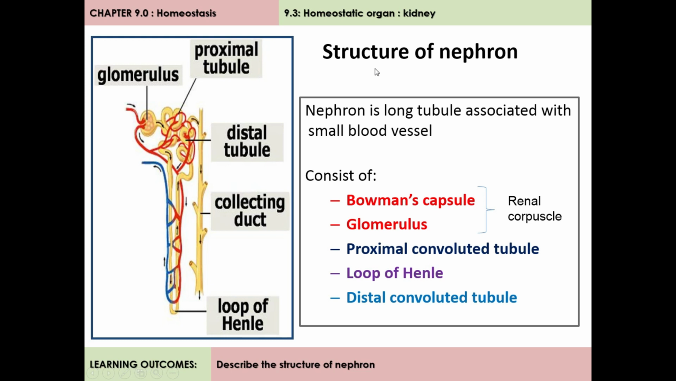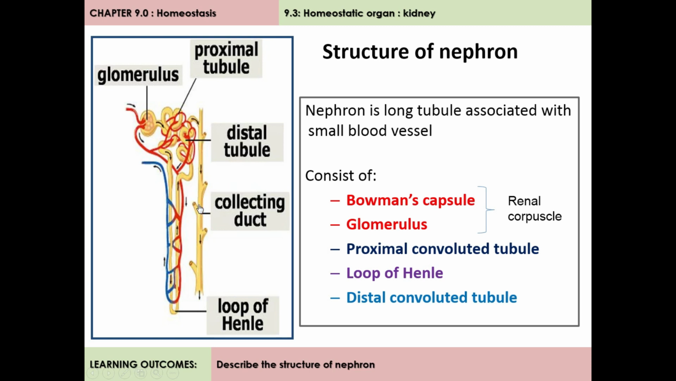Structure of the nephron. The nephron consists of the glomerulus, which is within the Bowman capsule. Inside the Bowman capsule, we have a highly coiled glomerulus. Then we move to the proximal convoluted tubule, and here is the loop of Henle, which consists of a descending limb and an ascending limb. Here is the distal convoluted tubule, and the last structure is the collecting duct.